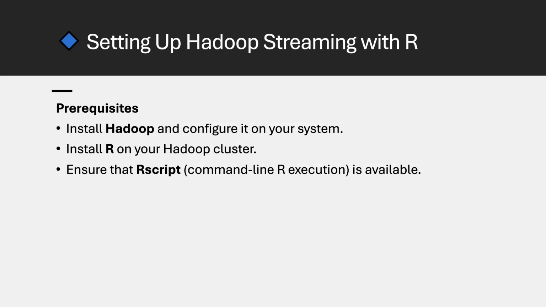For running Hadoop streaming with R, we need a certain type of prerequisite setup. First, we need to install Hadoop and configure it on our system. Basically, we will prefer the Ubuntu operating system from the Linux distribution. Then we can install R on our Hadoop cluster, and we have to ensure that the R scripts, that is, command line execution, are available inside our system.